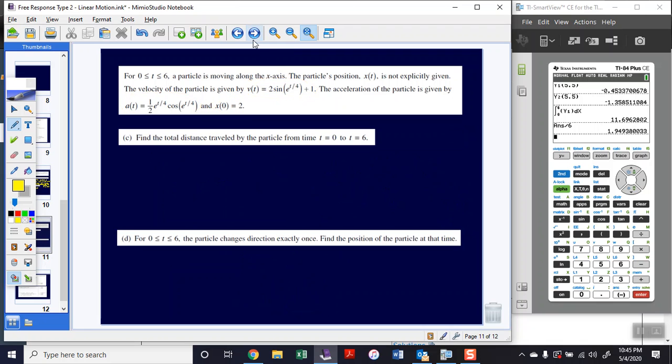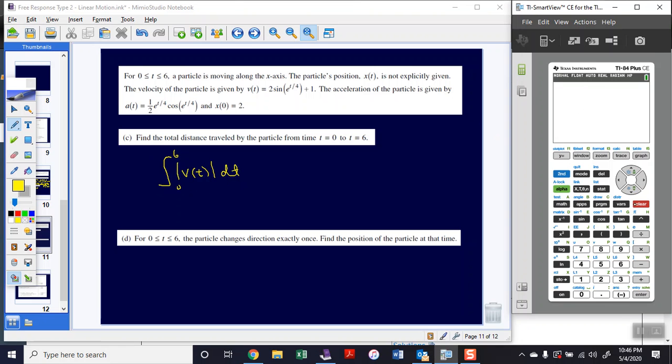Let's try C and D real quick. Same scenario. C says find the total distance traveled. Okay, this involves integration also, but there is a difference between distance traveled and displacement. Distance traveled means including forward and backward motion during this time. How far did it go? And remember, that means we have to count all the movement as to the right or to the same direction, which means we absolute value the velocity function from 0 to 6. So once again, they're just checking that you know that concept, and everything else, the answer will be computed on the calculator.